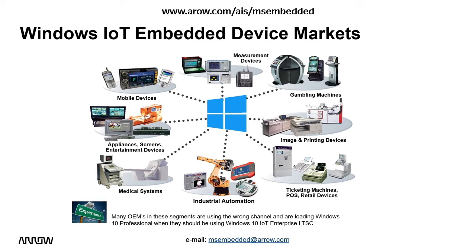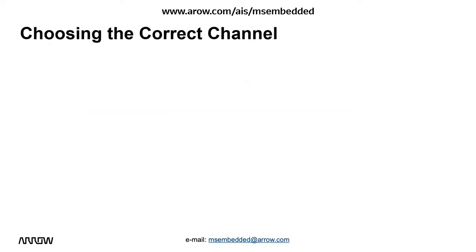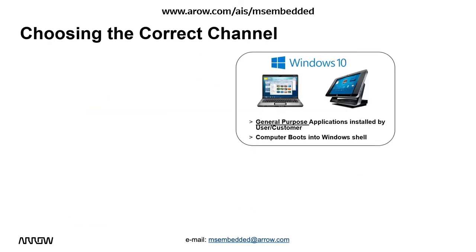If you're building a general use computer, that's when you would be using the regular Windows 10 Home and Windows 10 Pro. So a general purpose application, general use computer, that's just an everyday computer used for whatever you want. Customer loads and installs whatever they want. You put Windows on there, you sell it. You don't really care what happens at that point.